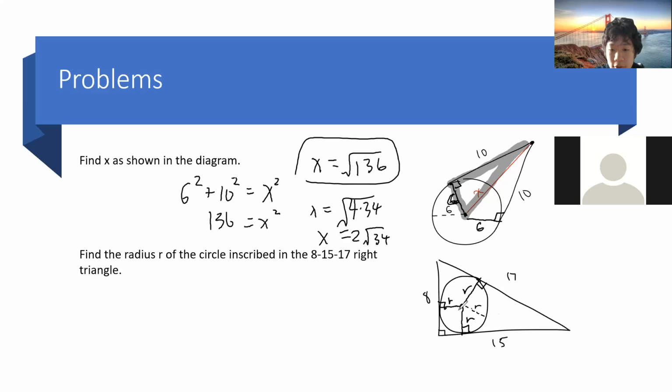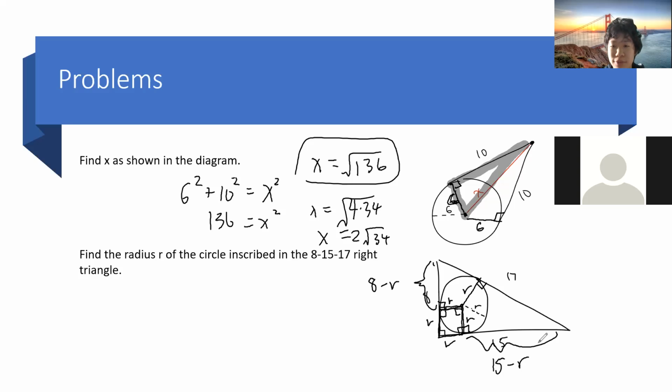Now what? Well, if we look at this shape right here, this shape has got all right angles, and it's got 2 sides of length r, so it's a square. So you got a square right here. If you know that length is r, then we know that this length is going to be 8 minus r, because you can see that, right? That takes a chunk of r out of 8, so that's all I have left. Similarly, right here this chunk is going to be 15 minus r.